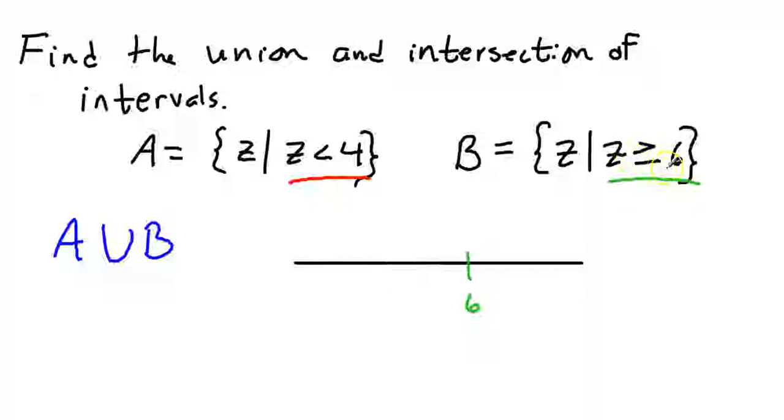Okay, so if we want everything greater than or equal to 6 on this one, solid circle at 6, and everything headed off this way. And we've got Z less than 4, so we'll start at 4. This one's an open circle at 4, everything headed that way.